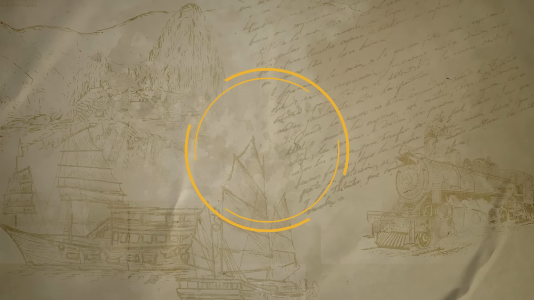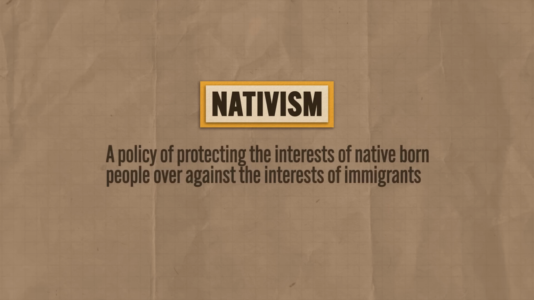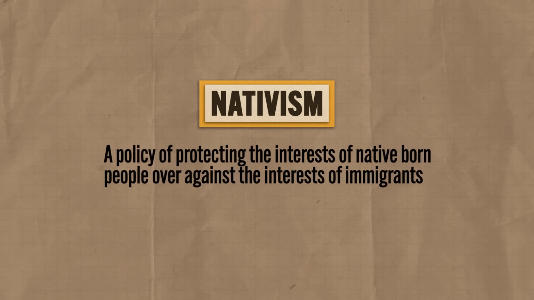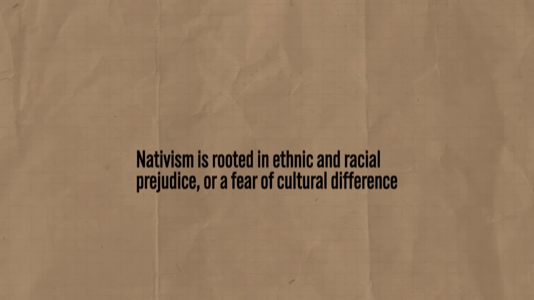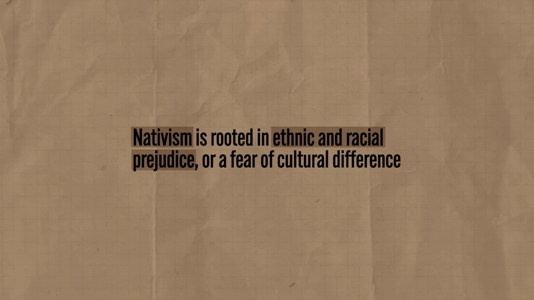And I know that sounds like it was all puppies and rainbows for these migrants, but now let's shatter that image and talk about the third effect of migration, namely nativism. Now, by definition, nativism is a policy of protecting the interests of native-born people over against the interests of immigrants. So despite the fact that immigrants often filled low-wage jobs that people in the receiving society didn't want, and in that way they contributed significantly to the economies of those places, they were often met with a kind of nativist resistance. And ultimately, nativism is rooted in ethnic and racial prejudice, or, like a fear of cultural difference.